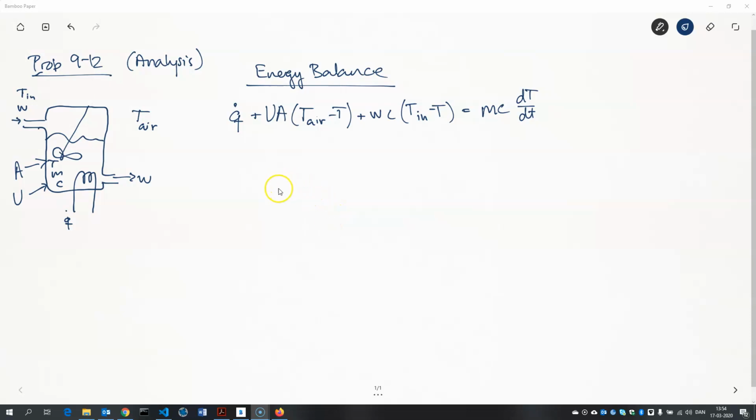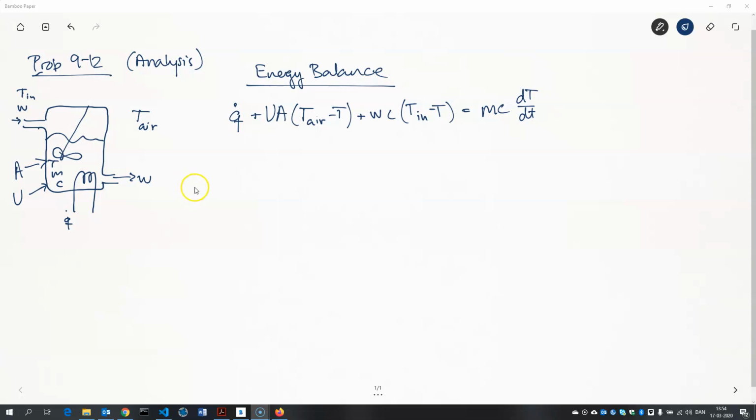Alright, so we're continuing with problem 9.12 from the textbook. In the last video we stated this energy balance here, and before we actually solve it, I would like to take a closer look at it and do a bit of analysis.